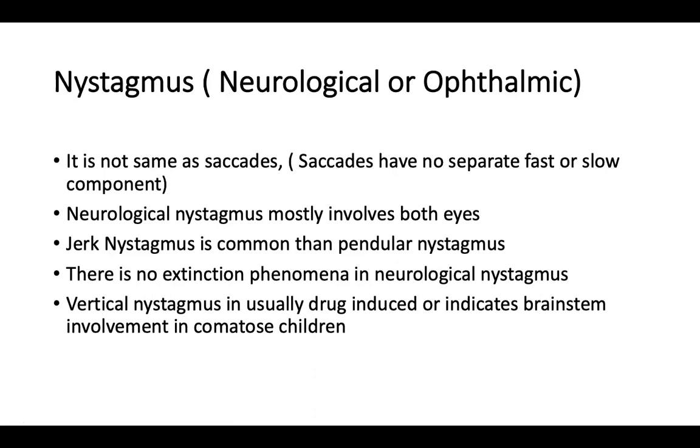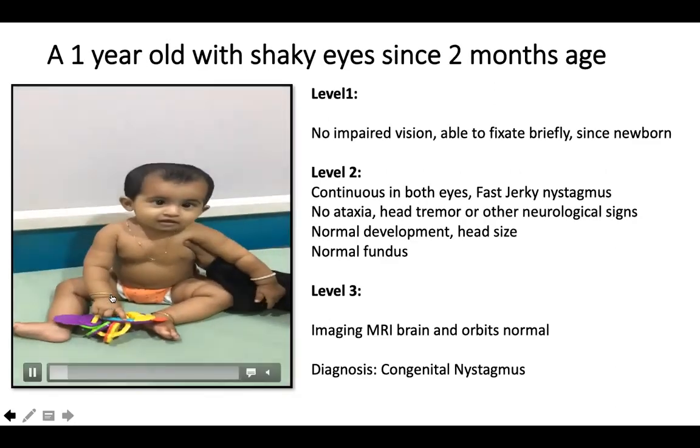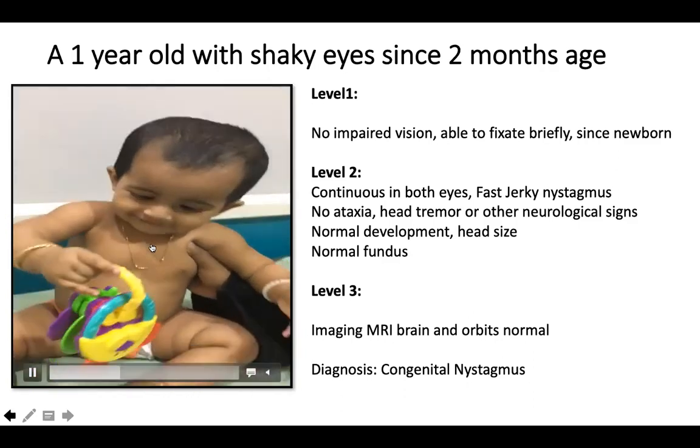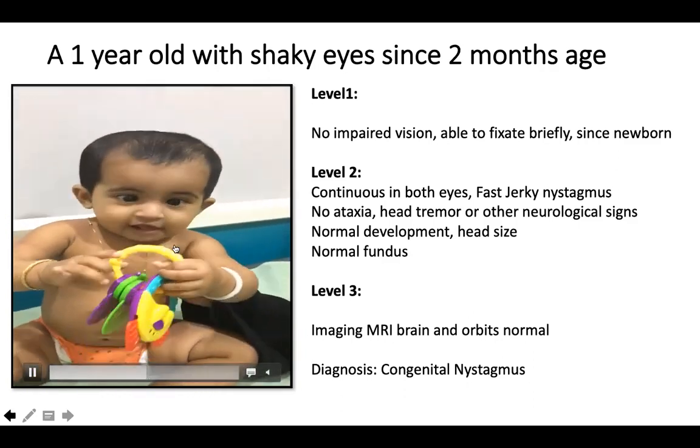So these are some of the common points about nystagmus. I'm not going into full details, but it is important to be clear about what is a nystagmus and what is a fast horizontal saccade. So this child, like a typical ocular nystagmus, has a very smooth to and fro movement and is also able to fixate on a target.